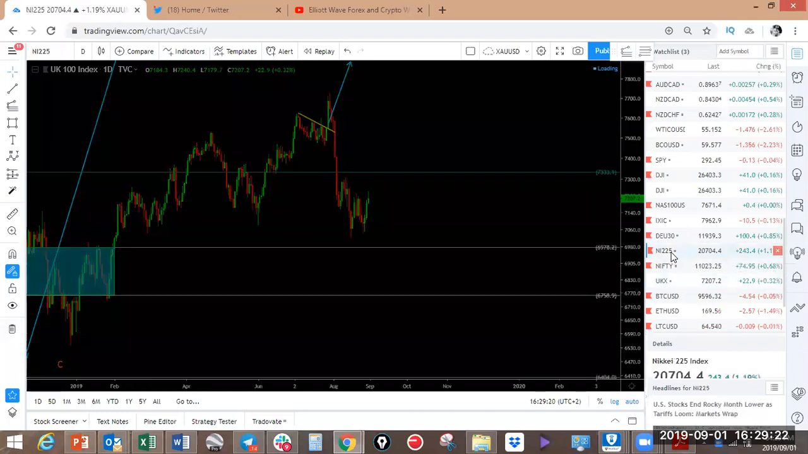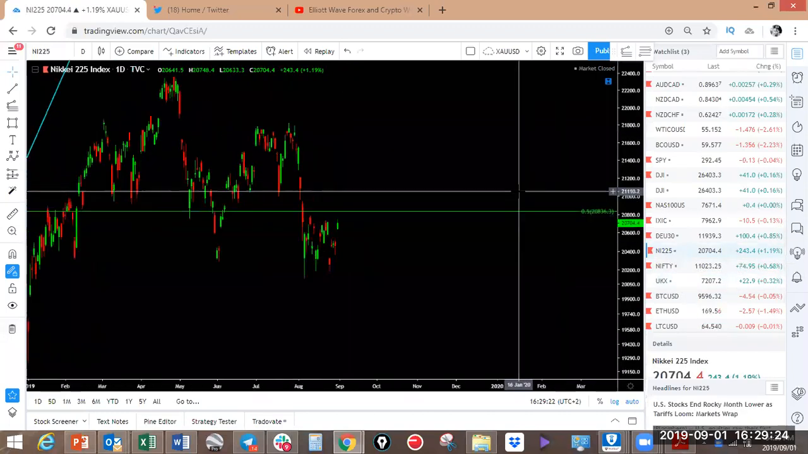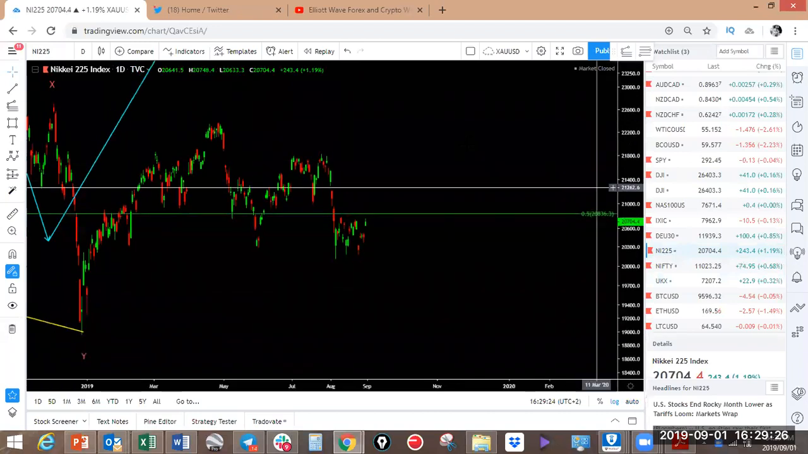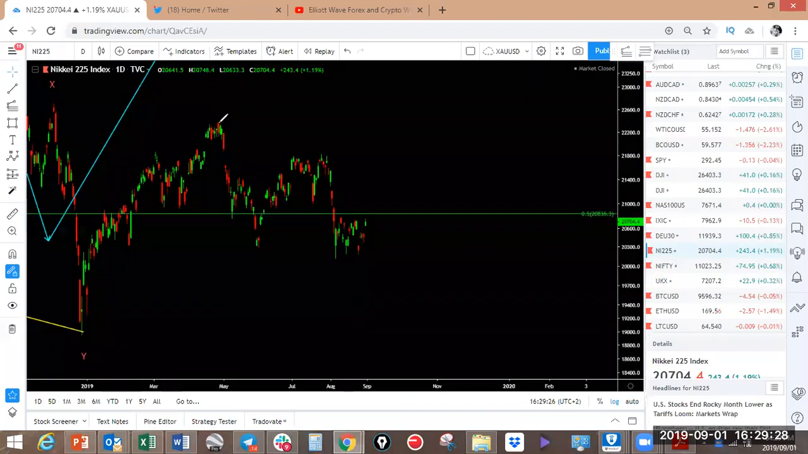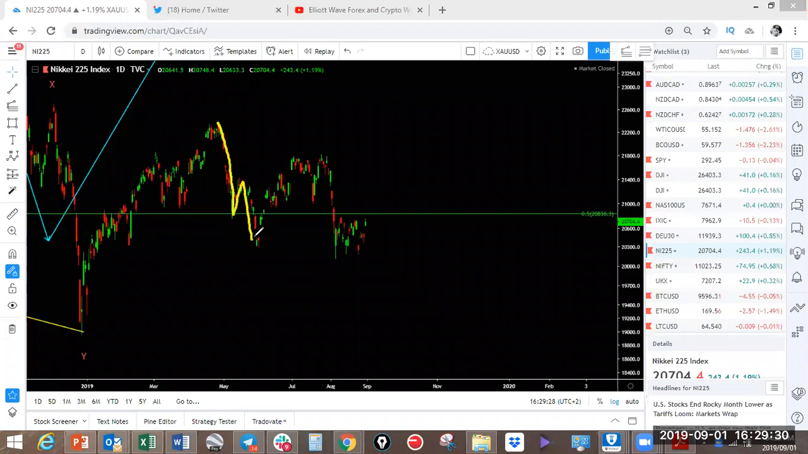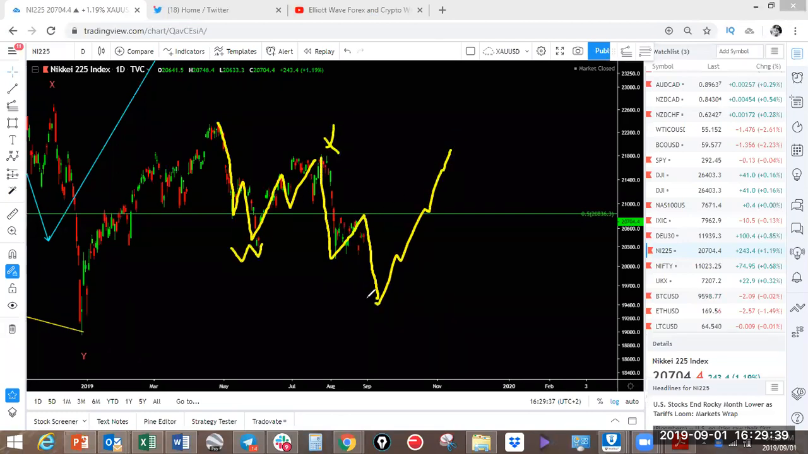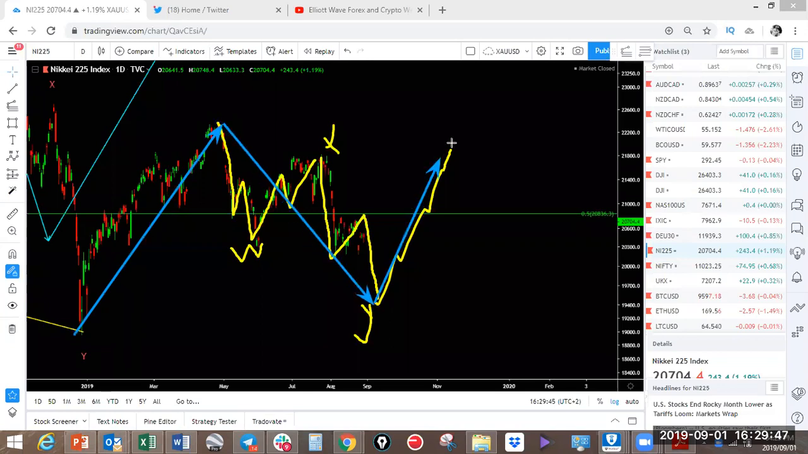The NIKKEI, similar structure, not a smooth chart, but we'll be looking for this to do this. You can see we've got a 1, 2, 3 here, 1, 2, 3 up. Could be a 1, 2, 3 down. One more down before we get a pullback to the upside. This will be a WXY structure, and the whole thing here will be this move. Move up, correction, and a move up.